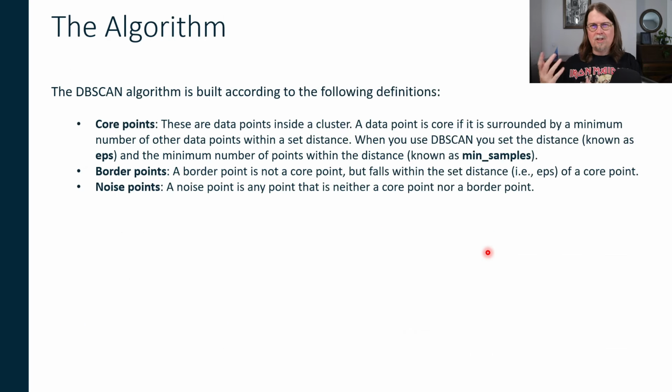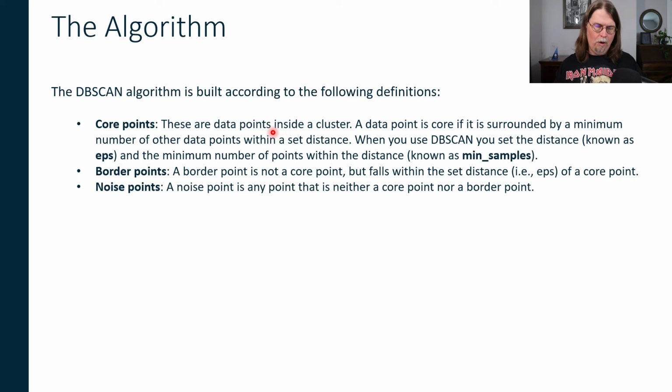And an algorithm you can think of as just like a recipe of how to actually do something. So the DBSCAN algorithm is the recipe of how to do the DBSCAN clustering technique. The DBSCAN algorithm is really awesome because it's easy to understand, because it works with these definitions. For example, as far as DBSCAN is concerned, there are core points. Core points are data points inside of a cluster, which kind of makes sense, right?